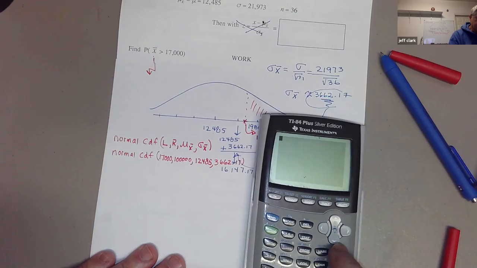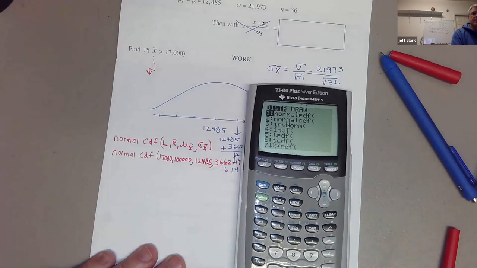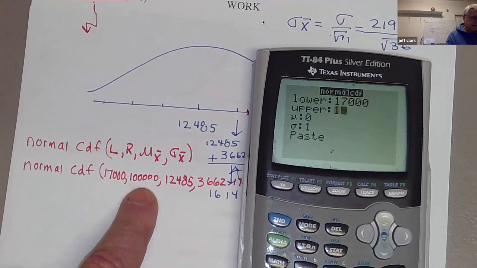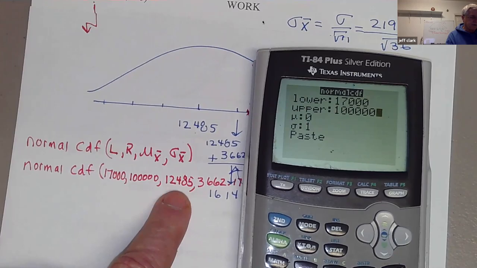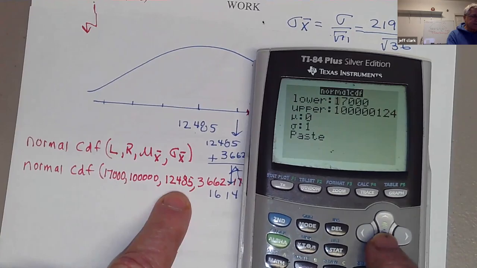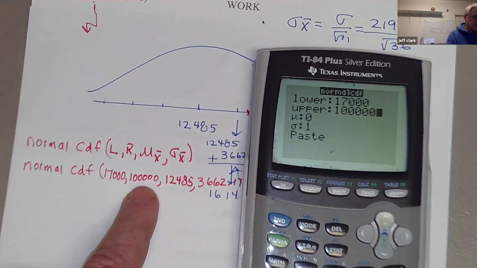Okay, second distribution. And then what are we going to do? We're going to end up putting in normal CDF. So lower, remember this is my lower right here, 17,000. Upper, 100,000, a lot of zeros. Okay, mu, 12,485. Okay, my mistake. I just typed over something weird up here. Let me go back. Sorry. So 17,000 for lower, upper should be 100,000. I typed in too much. I didn't toggle down.